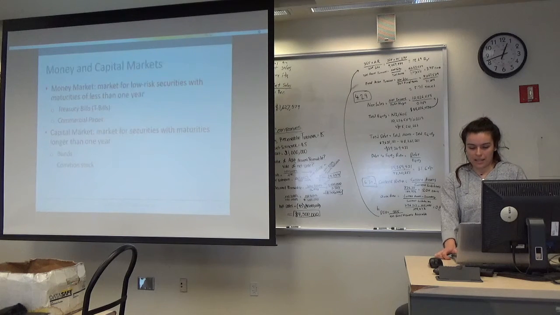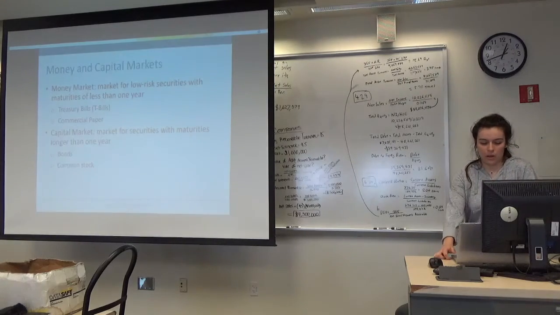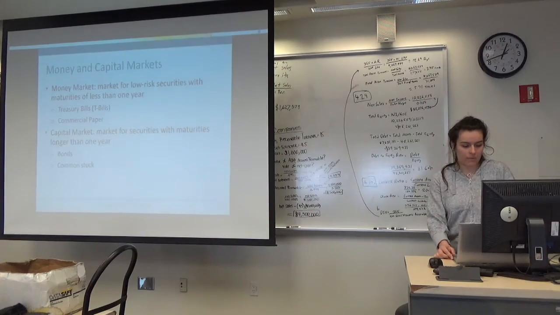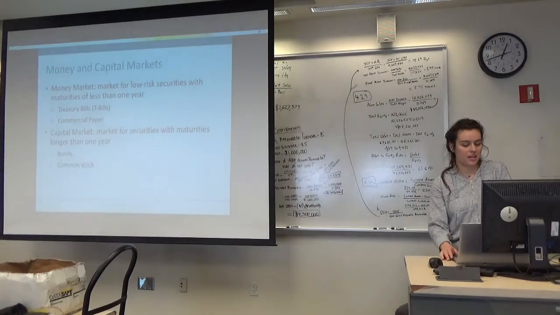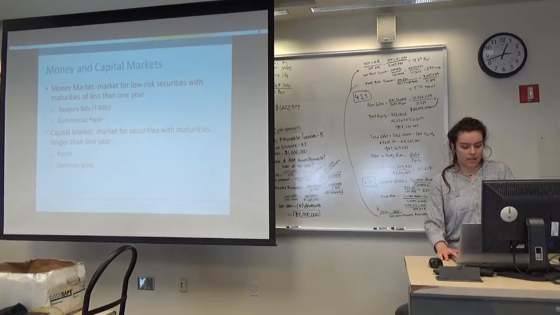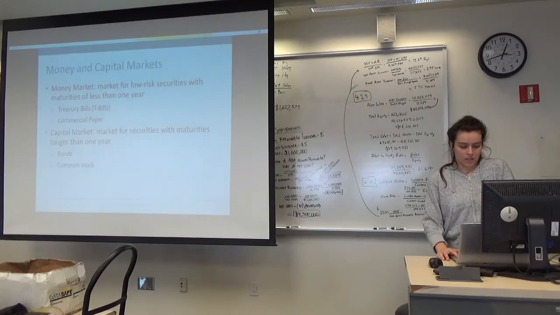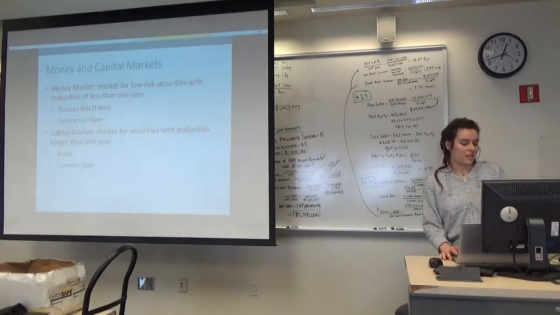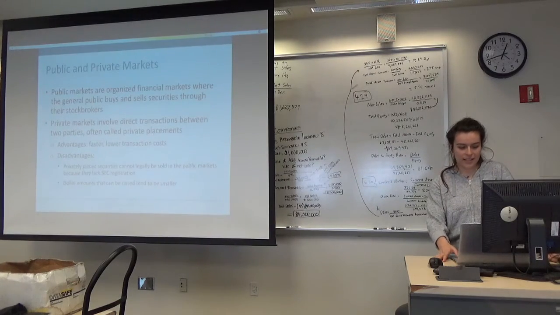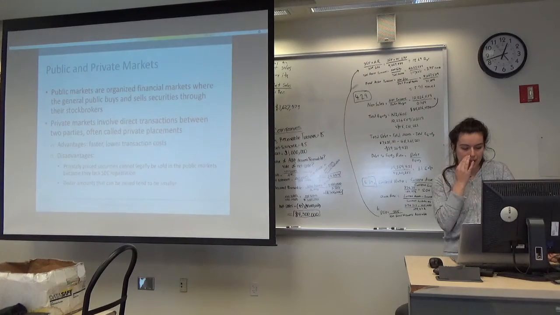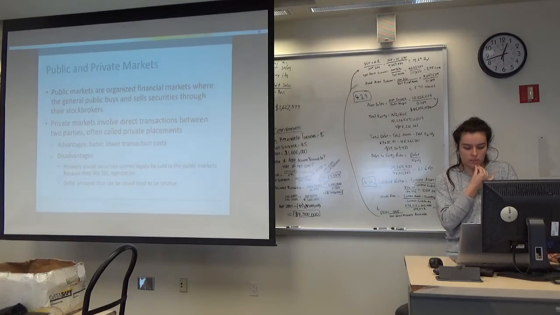And then with money and capital markets, the money market is a market for low-risk securities with maturities of less than 1 year, like treasury bills and commercial paper. And then there's the capital market, which is a market for securities with maturities longer than 1 year, which is bonds and common stock. And then in the public markets, these are organized financial markets where the general public buys and sells securities through their stockbrokers.